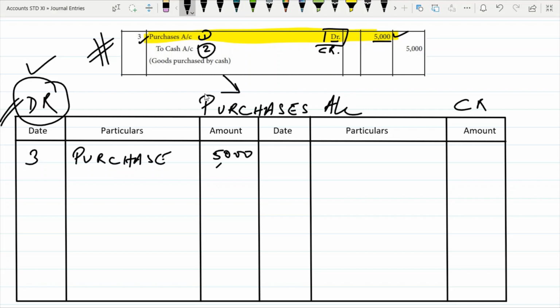So purchase, we do not write here. Why? Because we are recording it in the purchase ledger. See, this is the purchase ledger, right? So we cannot write purchase over here. In this case, what do we write? We write the opposite, to cash. So what we will write here, in this case also it has to start with 2. So we have to copy the entire thing from here. To cash account 5,000.